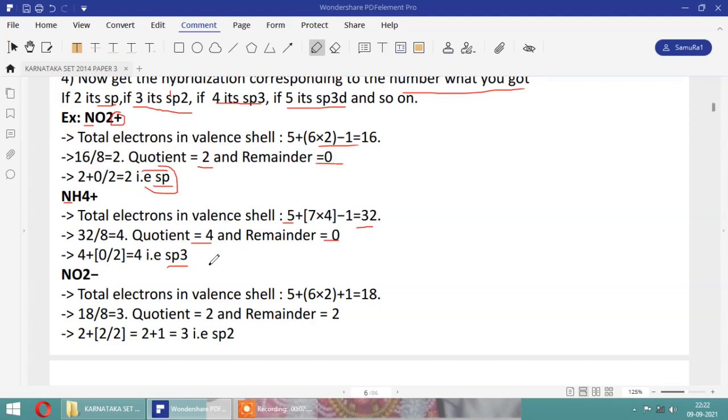In NO2 minus, nitrogen 5, oxygen 6 into 2. Here you have to add 1 electron for NO2 minus, so plus 1, 18. 18 by 8 is 2, quotient 2, remainder 2. So 2 plus 2 divided by 2, that is 2 plus 1, 3, is sp2 hybridization.